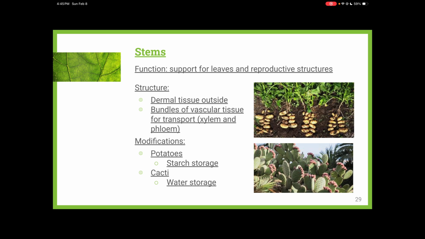Now, you can have different plants that have special modifications, like potatoes and cacti. So potatoes are actually a modified stem that grows underground. So they're storing starch. They're storing large stores of carbohydrates for energy sources. And then cacti, we know, stores water in its stem and also does photosynthesis in its stem, and it doesn't have leaves, it has spines, but it still produces flowers for reproduction.